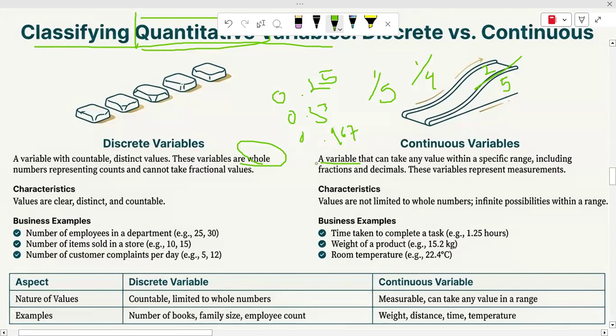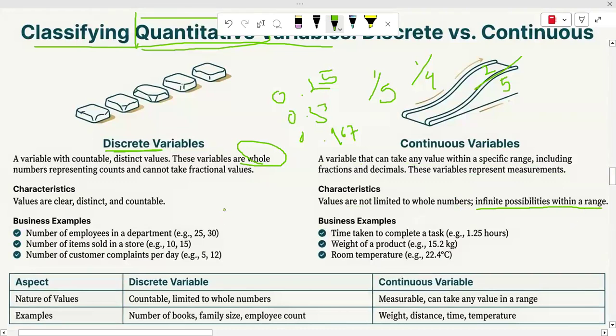It is a variable that can take any value within a specific range, including fractions and decimals. These variables represent measurements, like height and weight. Values are not limited to whole numbers like discrete variables. There are infinite possibilities within the range.